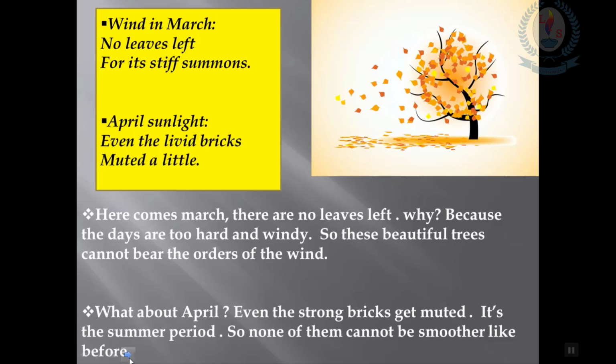Here comes March. So there are no leaves left. Why? Because the days are too hard and windy. So these beautiful trees cannot bear the force of the wind. Now can you imagine what poetry devices are used by the poet here? The season is autumn. Here the two distinct images join together, wind and the leaves. So which means autumn and the wind. So it is called juxtaposition. So it is also a poetry device used by the poet.